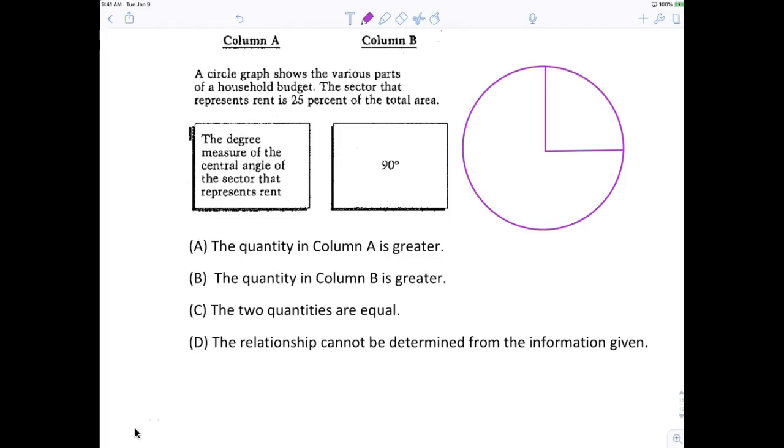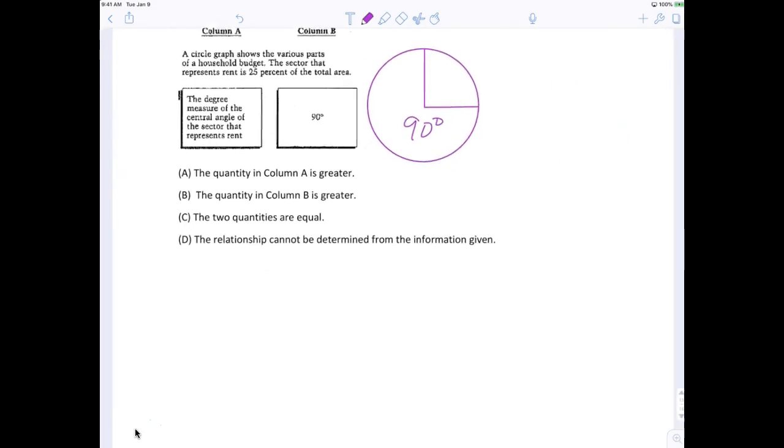So what's 1/4 of the whole thing? Tell me. 90 degrees. Yes, very good. 90 degrees. So what's the answer here? They're equal. So what's the answer? C.